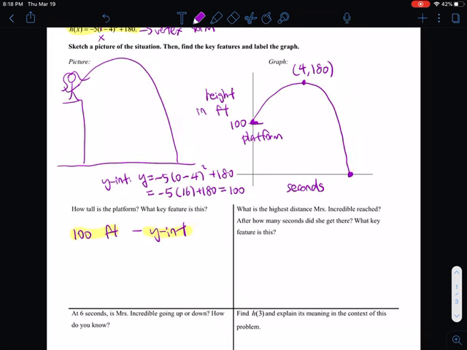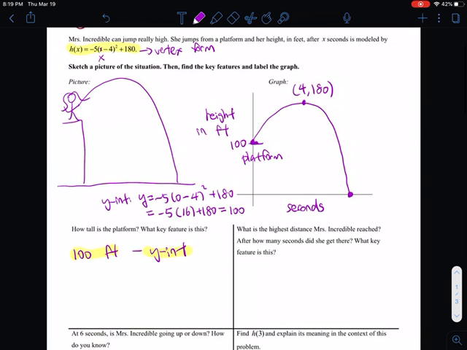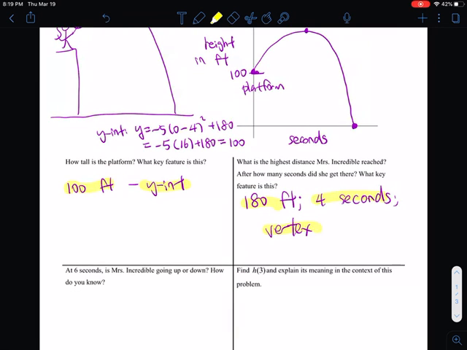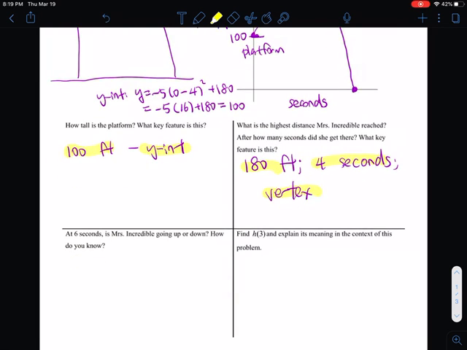What's the highest distance that she reached? After how many seconds did she get there? What key feature is this? We kind of talked about that as well. So the highest distance, that's going to be our vertex. Here it is. So the highest distance will be 180 feet. After how many seconds? After 4 seconds. And then what key feature is this? That's going to be our vertex. So 180 feet after 4 seconds, and the vertex is the key feature.